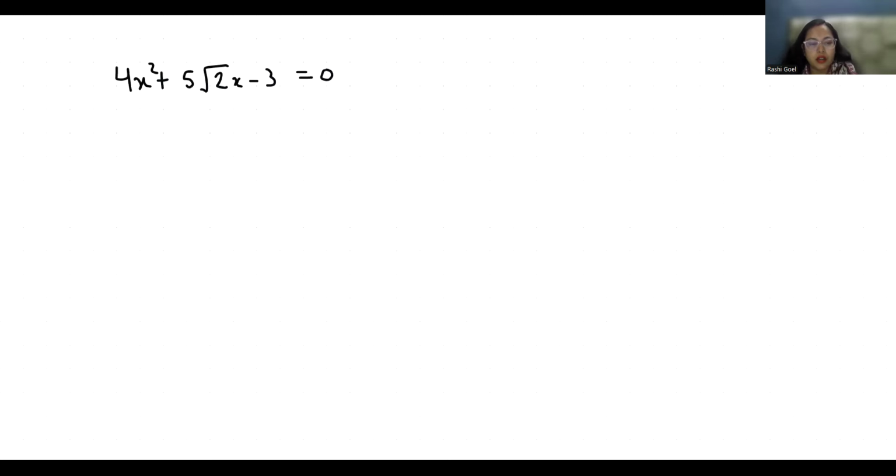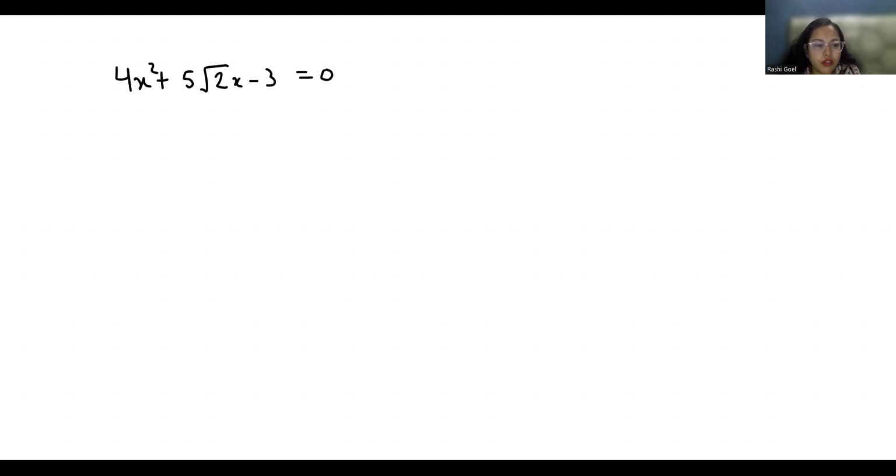My name is Rashi Goyal and in this video we are going to solve 4x square plus 5 root 2x minus 3 is equals to 0 and we have to find the roots of this quadratic equation.